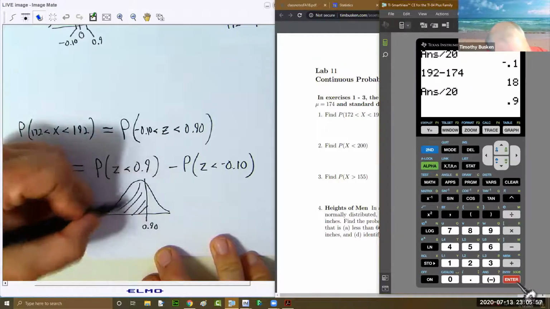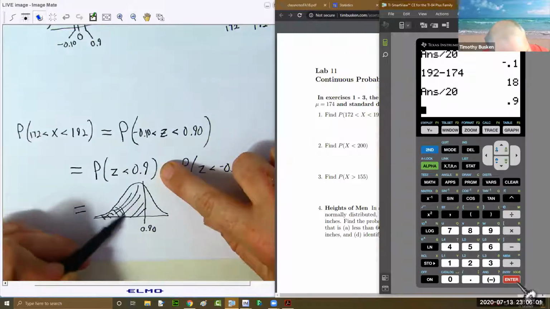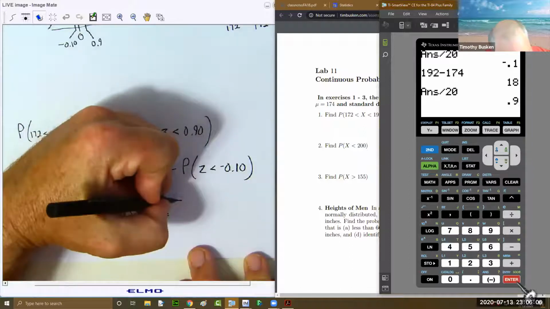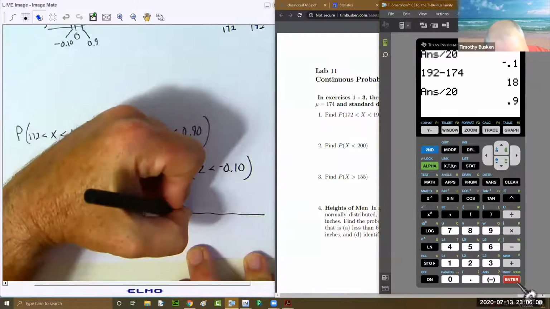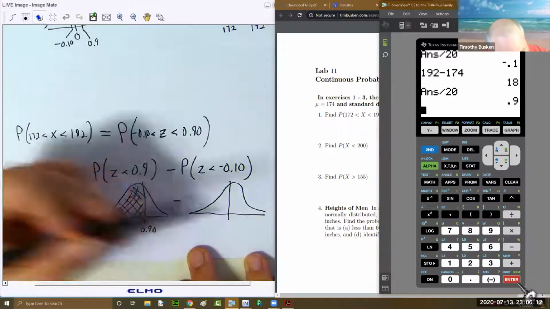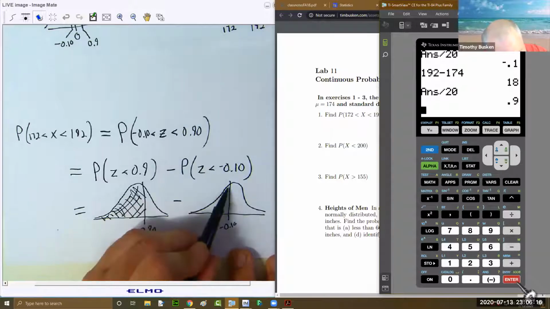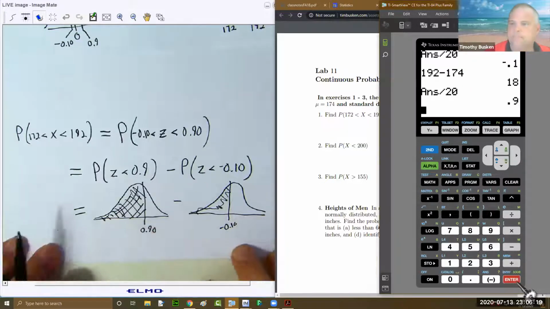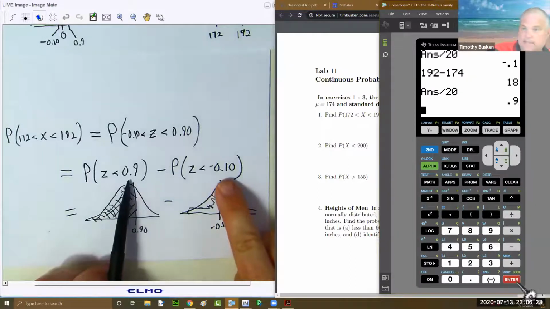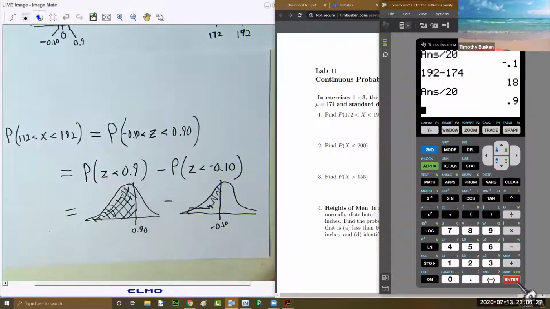And this cumulative area is the probability Z less than, that's this entire area. And we've overcounted, so we need to subtract off the cumulative area, or the area to the left of negative 0.10. So we've got to subtract off this area. Now I'm going to look these two values up in the Z table, find the corresponding areas, and subtract them.